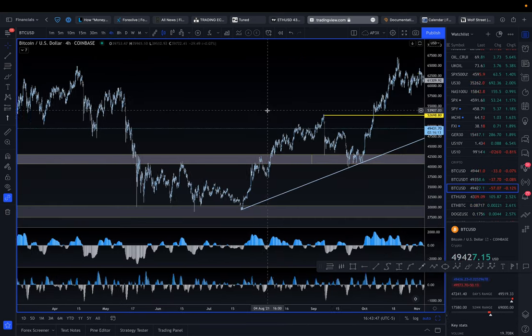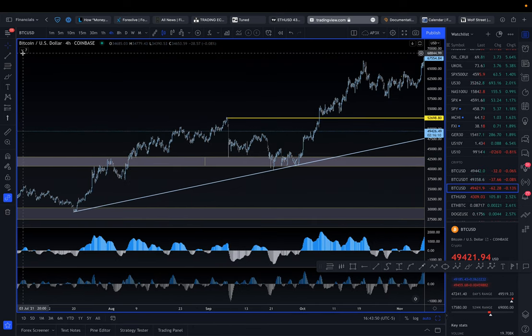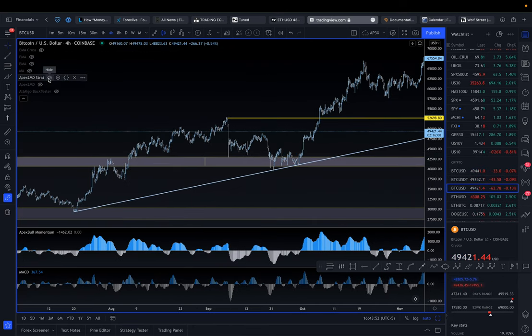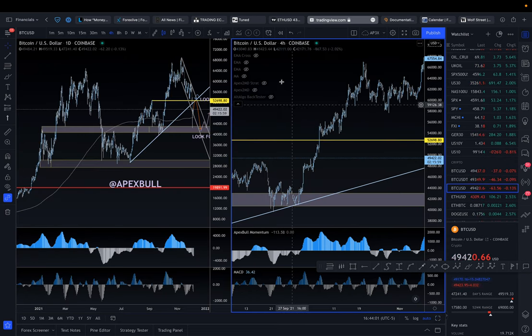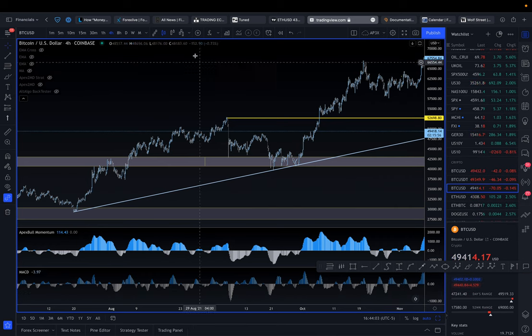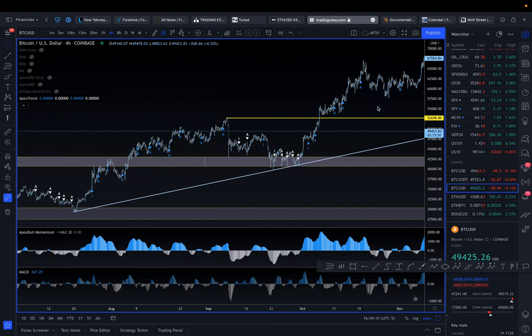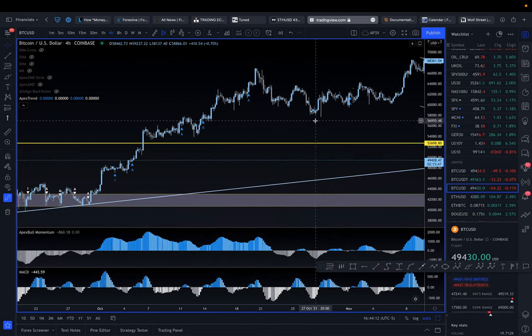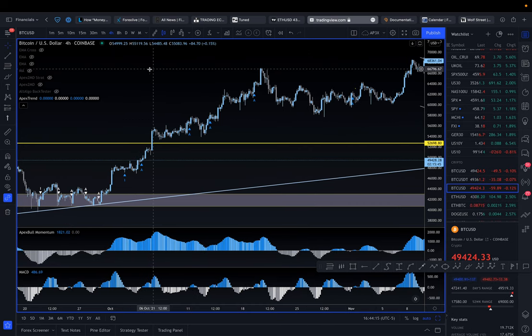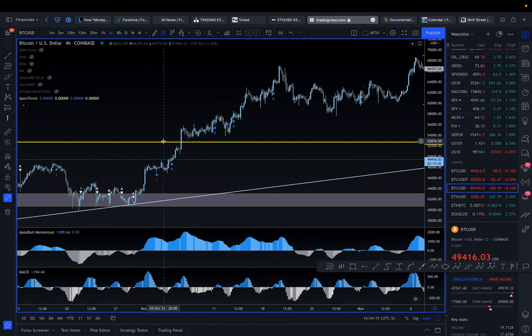Before I started all this, actually the main one was just giving you the entries. So this is the older version. Let me add this one. So the hedge fund swing indicator. This one just gives you the entries on the 4-hour time frame. This is a very good swing indicator.